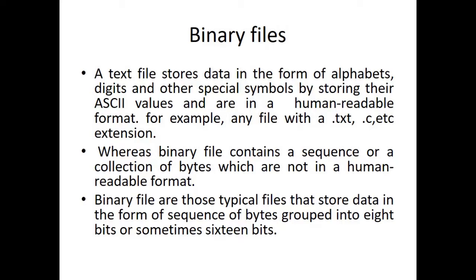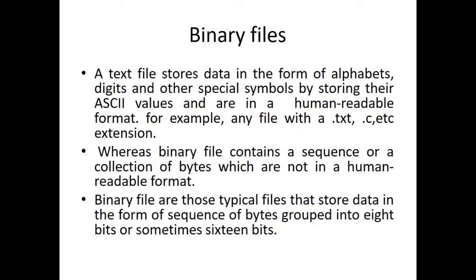Why is this? Because binary files are typical files that store data in the form of a sequence of bytes grouped into 8 bits or sometimes 16 bits. The computer is trying to convert this into an alphabet or a digit, so that is what you will see if you open an image file in a text editor. We have applications specific for binary files, like for images and videos. For example, if you open an image in Photoshop, you can see the image. So this is binary files.